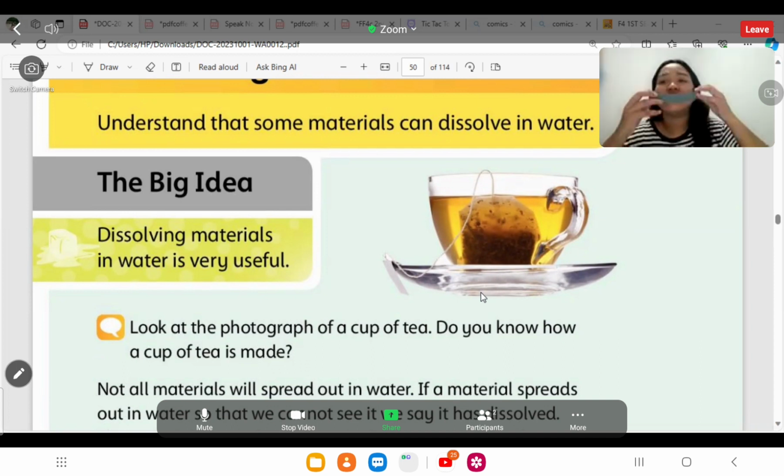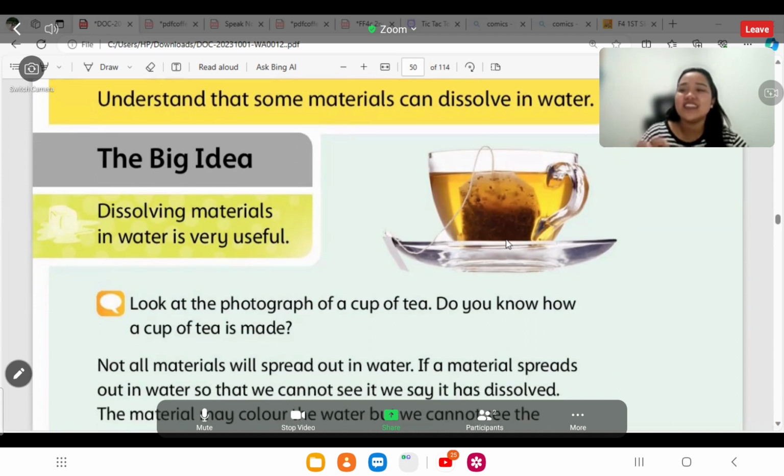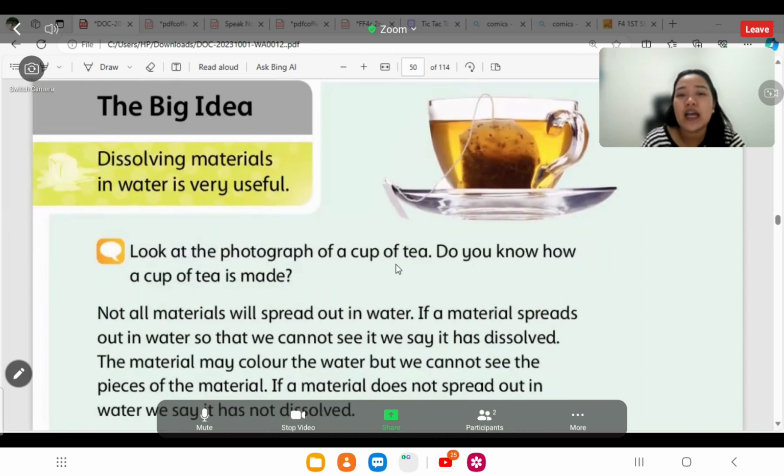It's an ice? I think it's tea. Do you know what tea is? Yeah, that's tea. Right, tea. So look at the photograph of a cup of tea. Do you know how a cup of tea is made?